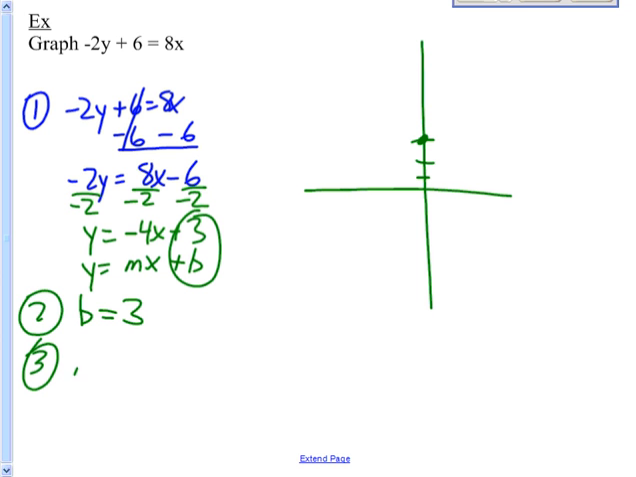Number 3, what's our slope? Our rise over run. What's our slope here? Looks like it's -4. Well, it's not in a fraction. I've got to write this as a rational number, so I put it over 1. -4 over 1, same thing.